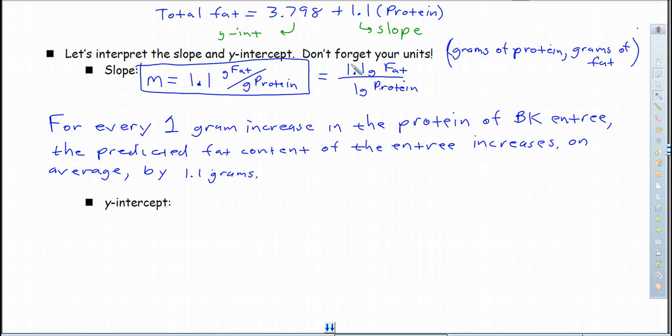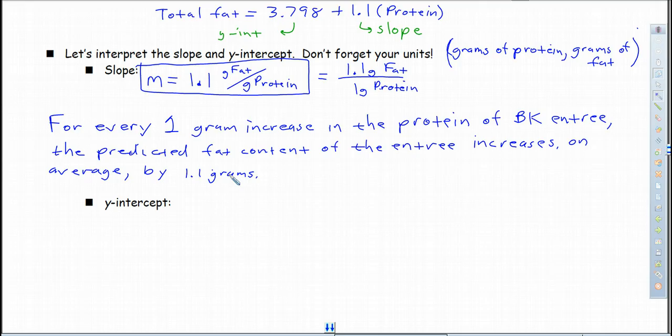So remember, put it over 1 and read it from the bottom to the top. For every 1 of this, what happens to the predicted? The predicted either goes up or down by the top item. So remember to use that predicted. These are predictions.